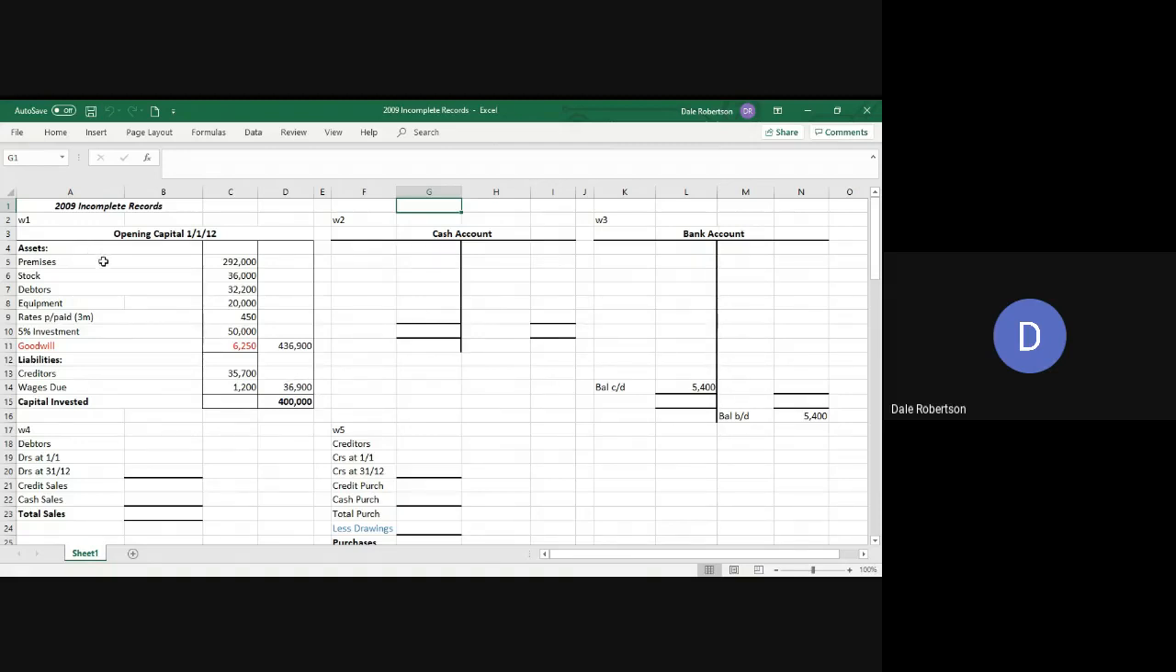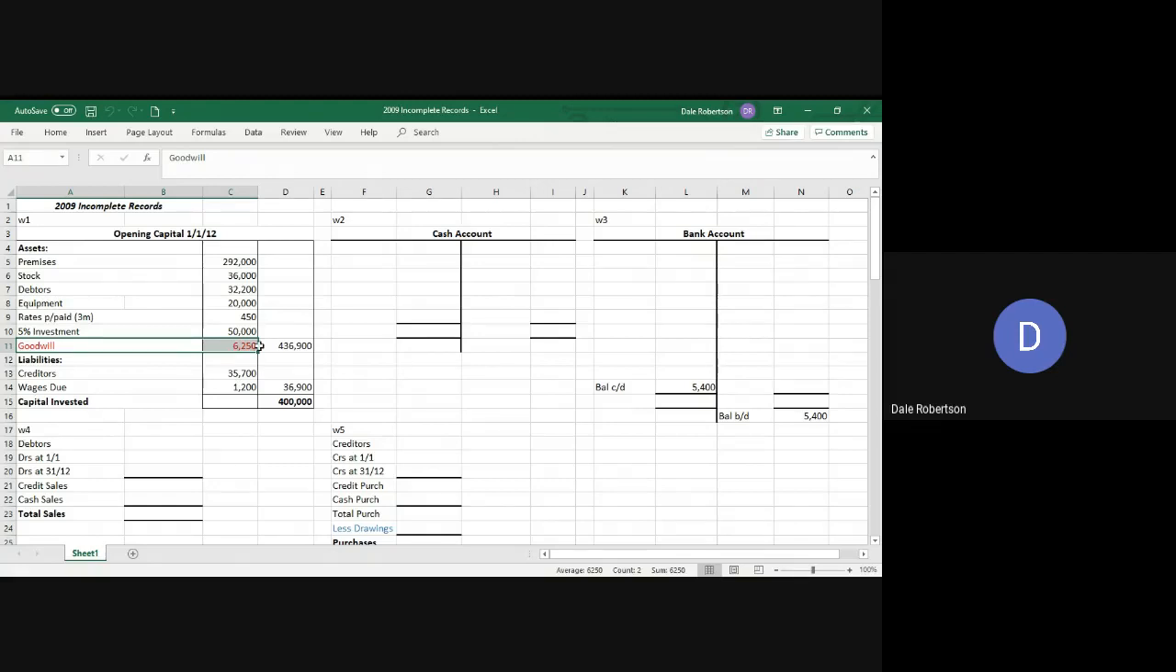So you enter in all of your assets from the top sentence. You enter in your liabilities from the top sentence. The only new thing here is the fact we have an investment, but that's a financial fixed asset. You know we have capital of 400,000, and you work backwards to get 436,900. This does not add up to 436,900, so therefore we have a missing goodwill number of 6,250. The first working done.